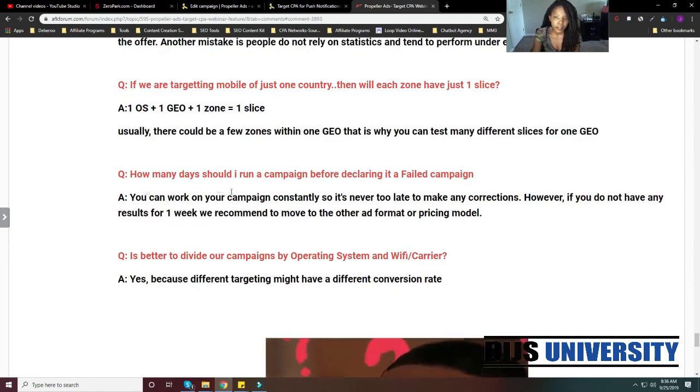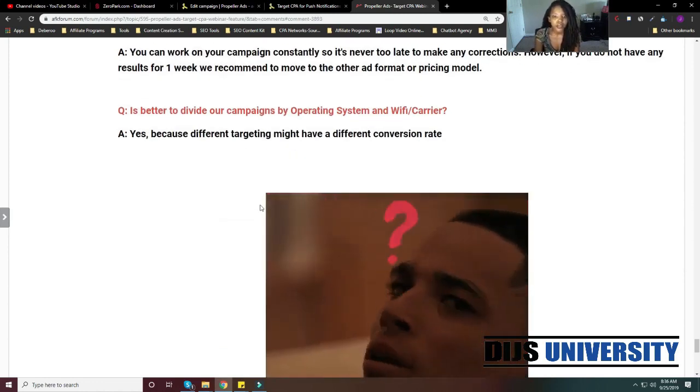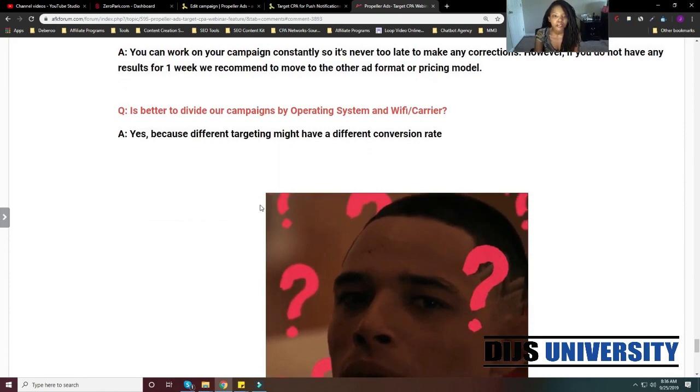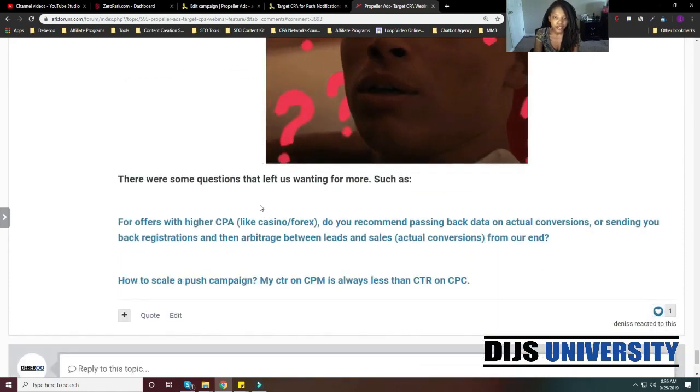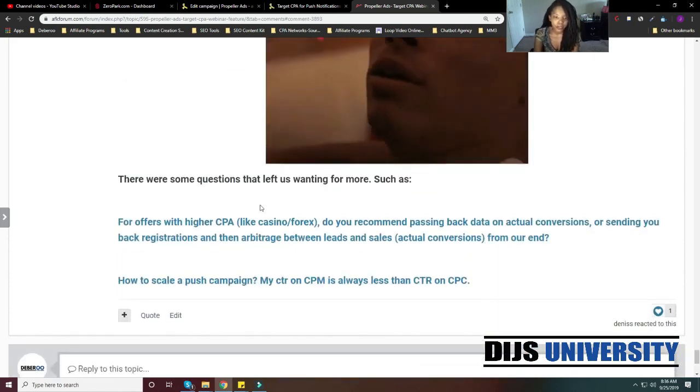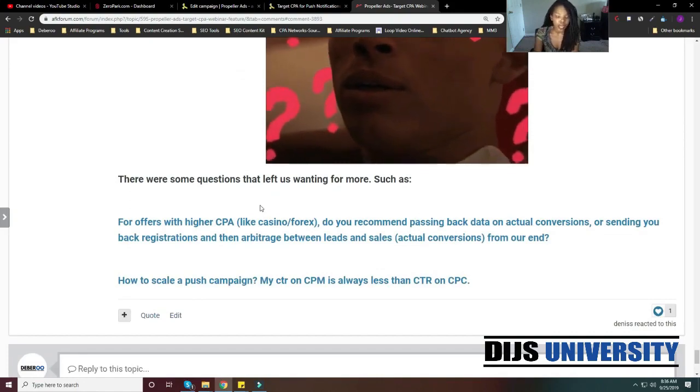How many days can I run a campaign? Yeah, we kind of had the same answer. So we usually run it for 3 days before we decide it's going to fail. We look at conversion and click-through rate, and then we look at the spend for the zones before we decide if it's a failed campaign. I'll kind of walk you through my thought process on that. Do you ever divide by operating system? Yes, you do. All right, so those are some of the questions that I've already actually taught you guys.